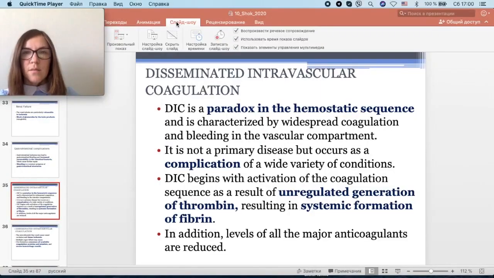As you understand, DIC syndrome is one of the most dangerous complications of shock. And DIC syndrome is a paradox in the hemostatic sequence, which is characterized by widespread coagulation and bleeding in the vascular compartment. And if we try to help the patient, we have to be ready to make the diagnosis of DIC and possible development of DIC in time, because only in the early stage, in the first stage of development of DIC syndrome, we can help the patient and prevent development of the cascade of pathogenesis, and it can lead to survival of the patient.